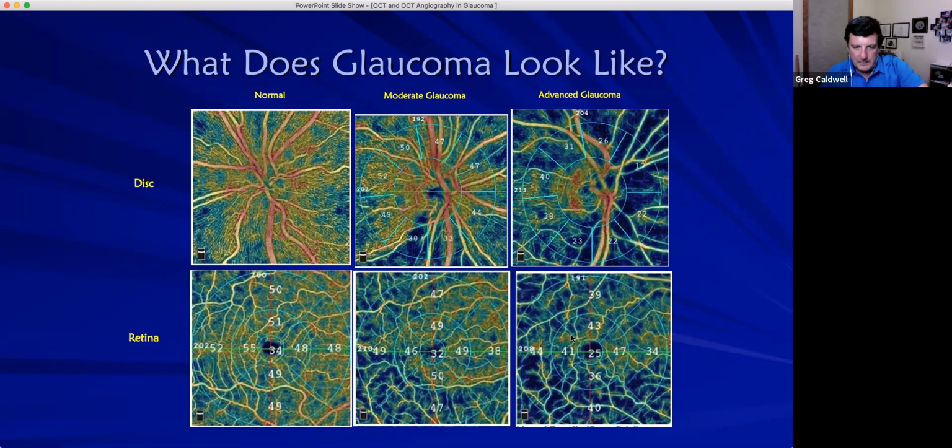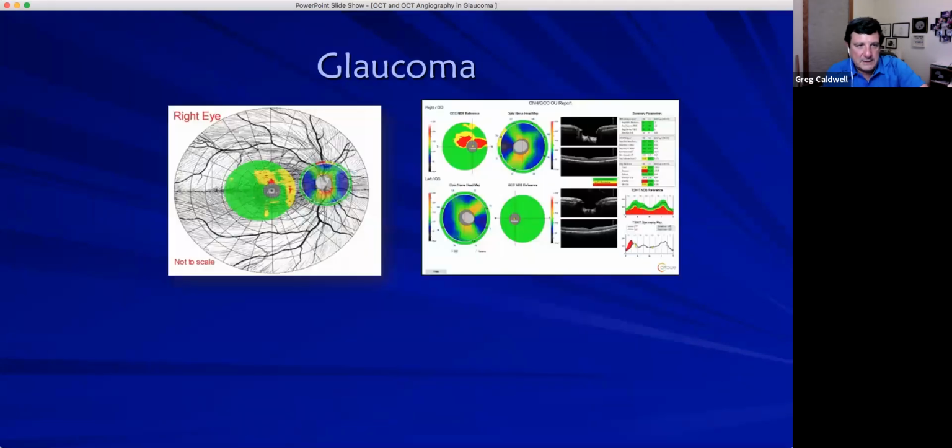And here's a more advanced glaucoma patient. I'll have some better examples. I like using this one here as moderate. This is normal, and seeing how in this case the radial peripapillary capillaries are being atrophied, and those inner superficial and deep capillaries are being atrophied away from the glaucomatous disease.